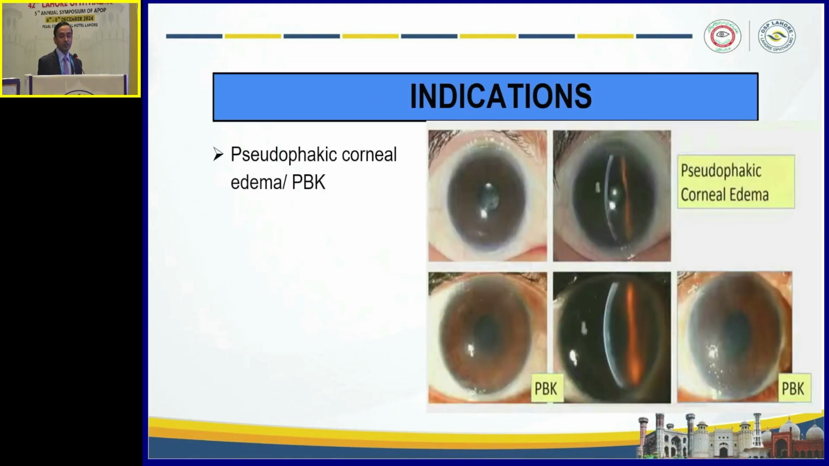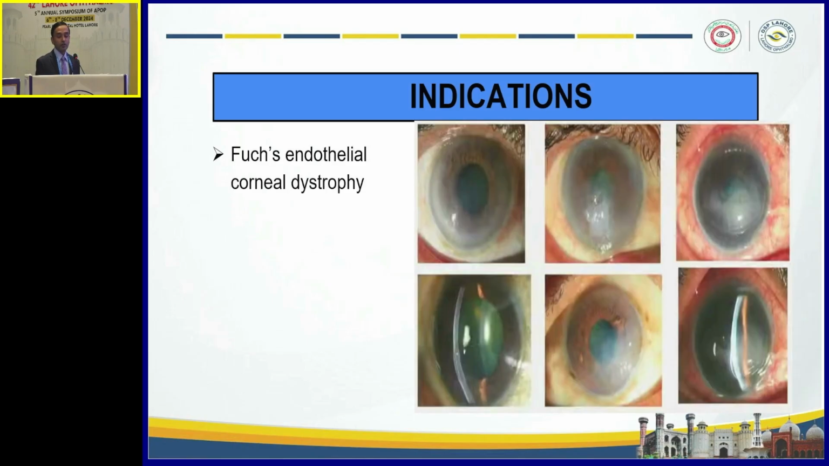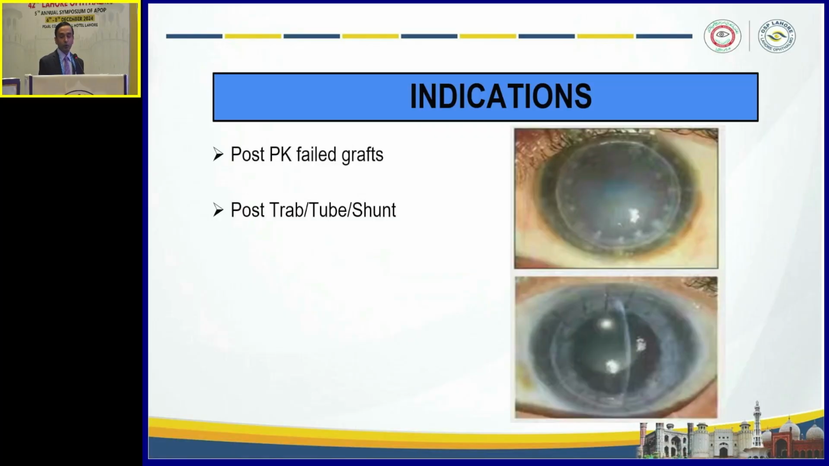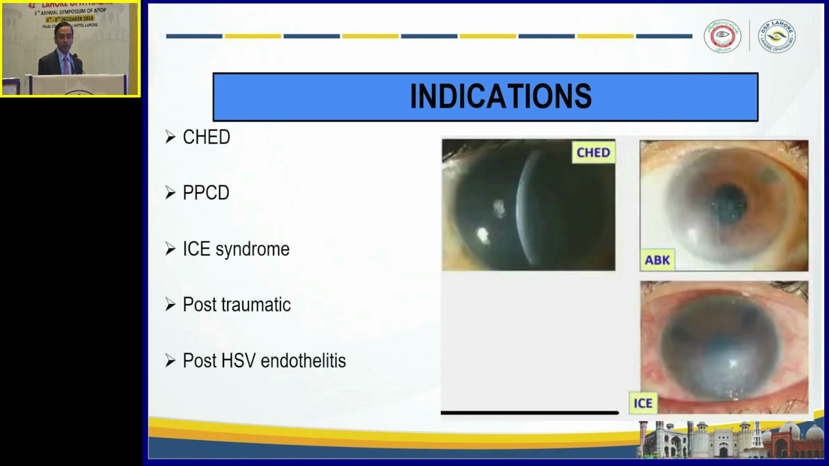Coming to the indications, the mainstay comes from pseudophakic bullous keratopathy, Fuchs endothelial corneal dystrophy, post-PK failed grafts, post-trab tube and shunts, SHED, posterior polymorphous corneal dystrophy, ICE syndrome, post-traumatic endothelial failure, and post-herpetic endotheliitis.